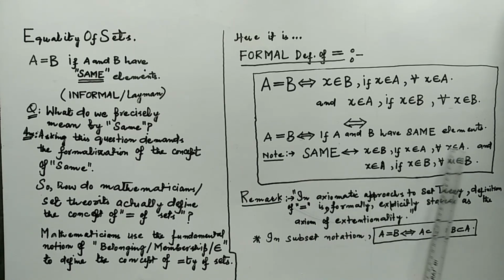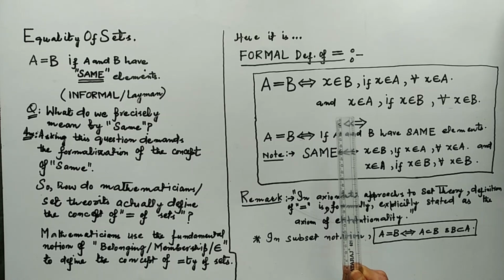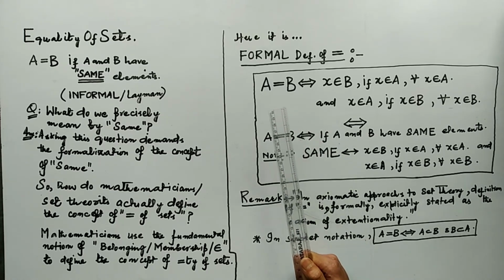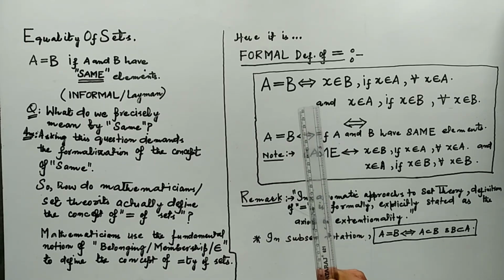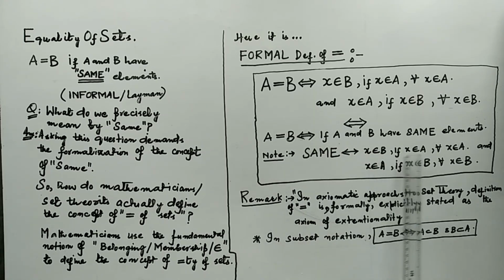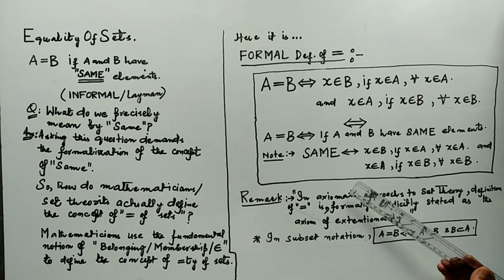Simply, same means this thing and this thing back means this thing. It means that if someone defines the equality of two sets as two sets are equal if they have the same elements, actually by same he means this very thing. So this is the definition of equality of two sets.